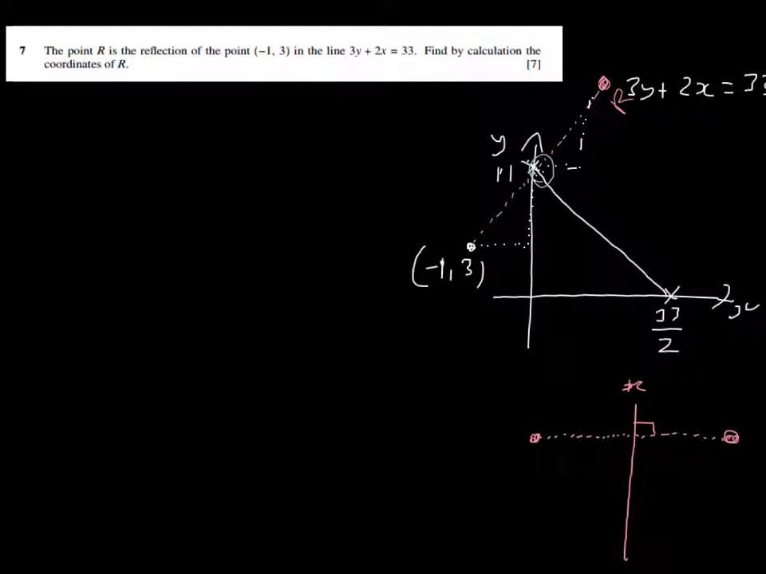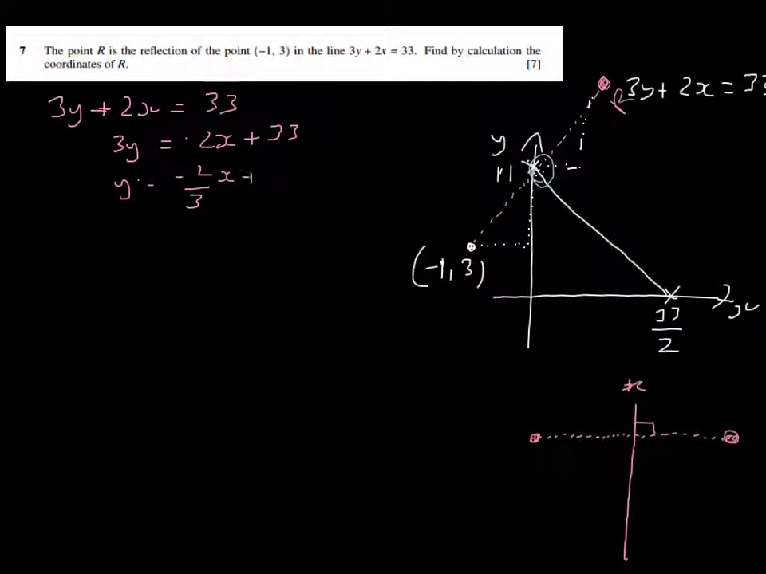So let's do it. The first step we have to do is find the equation of that perpendicular. So we need to know what the gradient is of the white line to begin with. So if we go back to the original equation, we know that 3y plus 2x equals 33. If we rearrange that into y equals mx plus c form, we get 3y equals negative 2x plus 33, so then y equals negative 2/3 x plus 11. Cool, so then our gradient of the white line is negative 2/3.